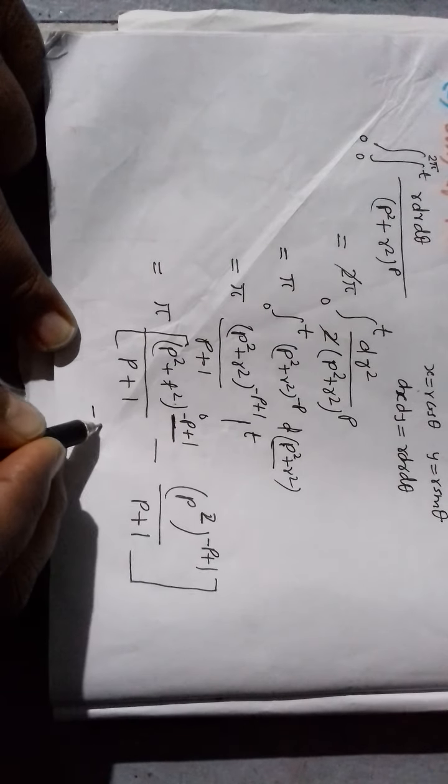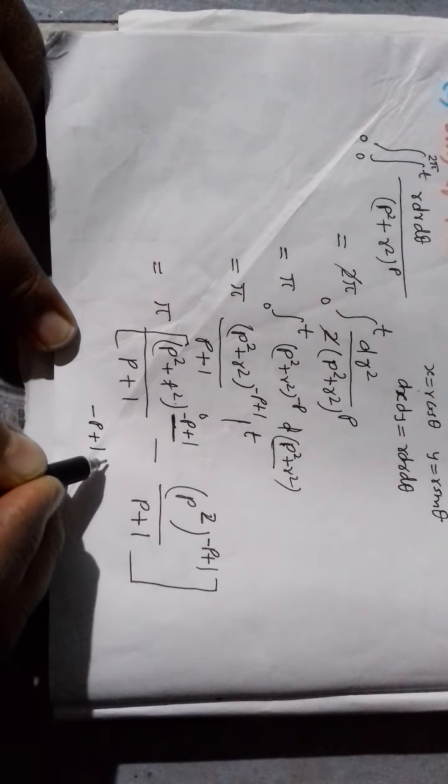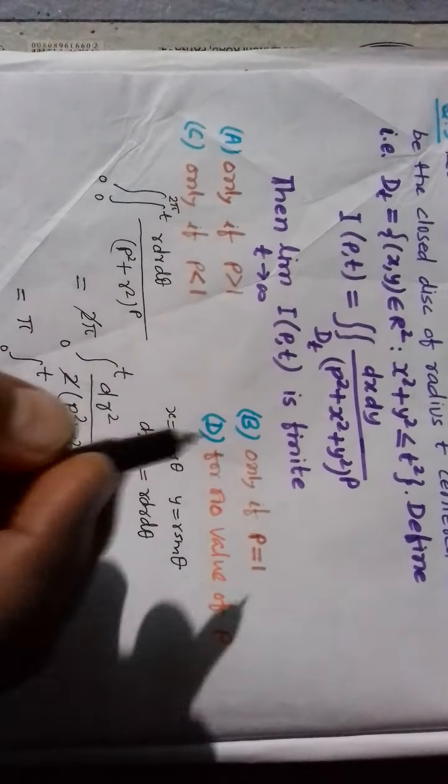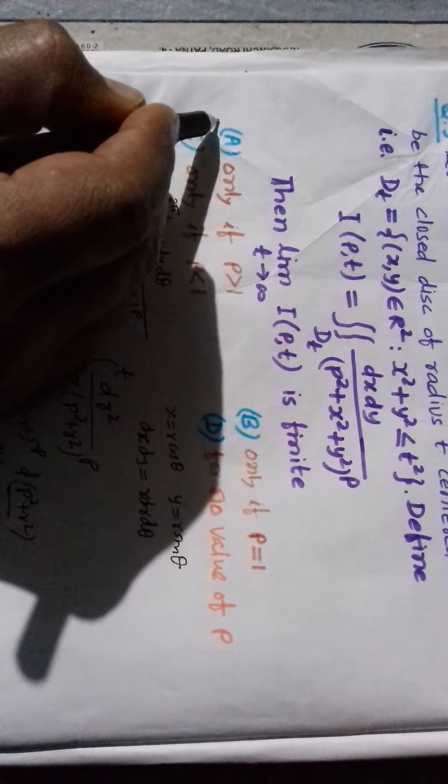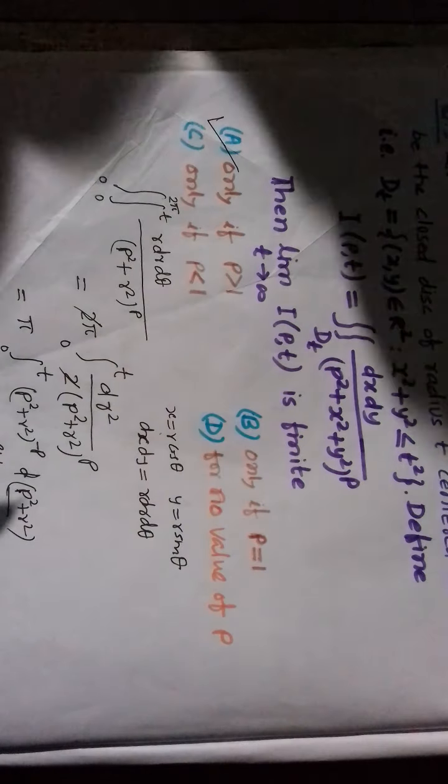So minus p plus 1 should be negative, less than 0. This ensures that p should be greater than 1. So you see p greater than 1 in A. So A is our correct option.